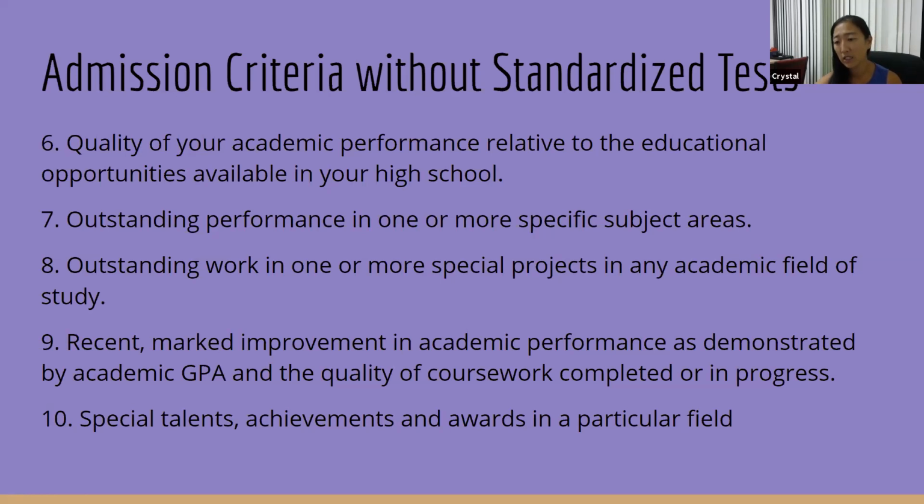Number 10 is special talents, achievements, and awards. Once again, they're mentioning in a particular field. So your student doesn't need to have 17 different activities and have achievements in all 17 of them at a super high level. They want to see that you've really, again, zeroed in on something in particular. Most of the time it's your major. It can also be a supplemental field if you have outstanding talents in the arts, in music, film, etc. If that's going to be more of a minor or a hobby that you're pursuing, but that you've pursued at a very high level, they'd like to see that.